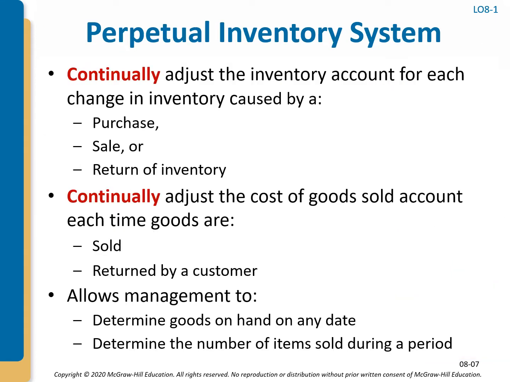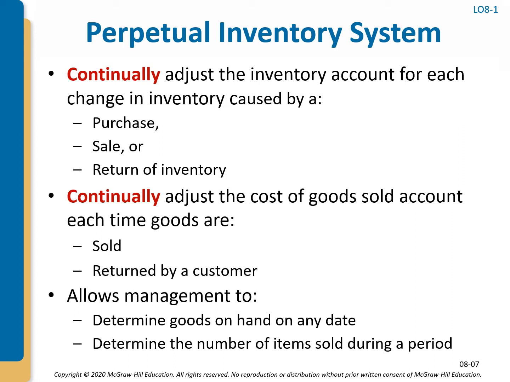There are two types of inventory systems. One is the perpetual inventory system, and the other is the periodic inventory system. We're going to start with the perpetual inventory system, and this concerns when inventory is recorded or adjusted. The perpetual system continually adjusts the inventory account for each change in inventory caused by purchase, sale, or return of inventory.